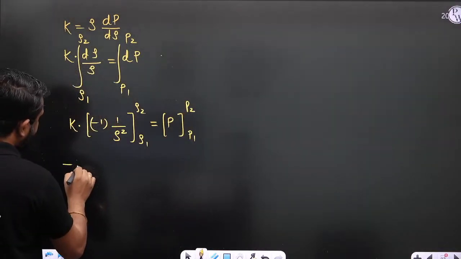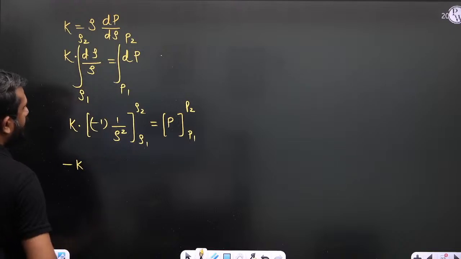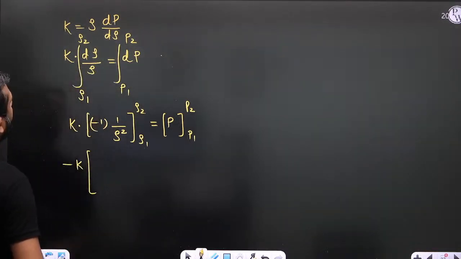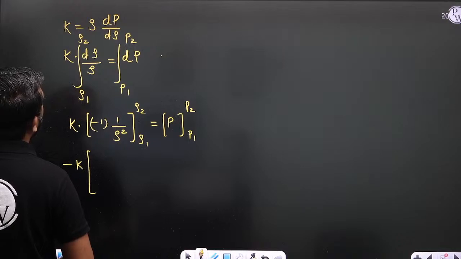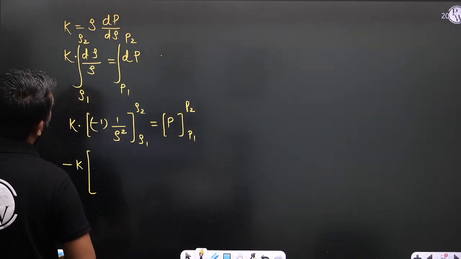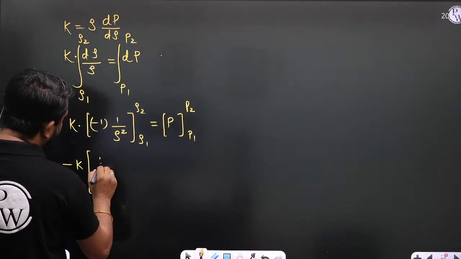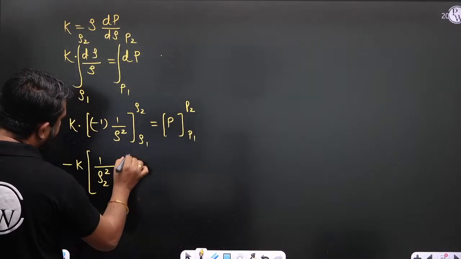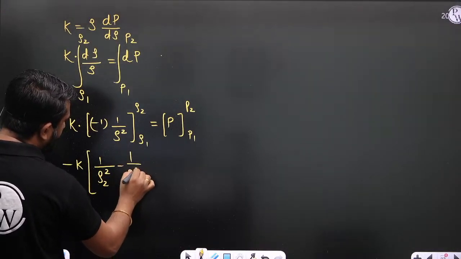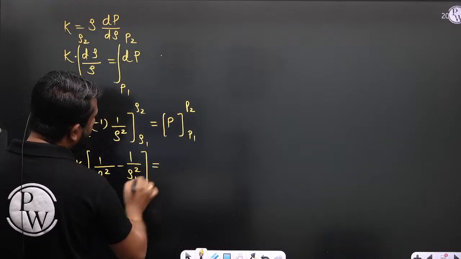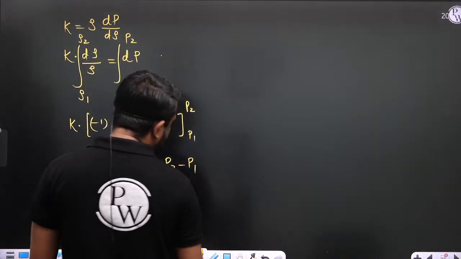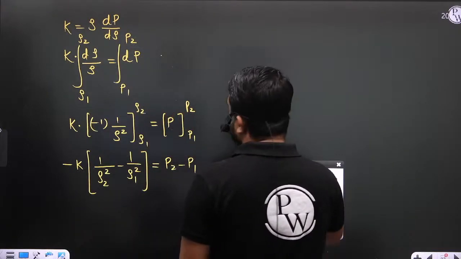So this is minus K, rho to the power minus 2. Sorry, rho to the power minus 1. And this is 1 upon rho 2 square minus 1 upon rho 1 square is equal to P2 minus P1. Now put the value and get the answer.